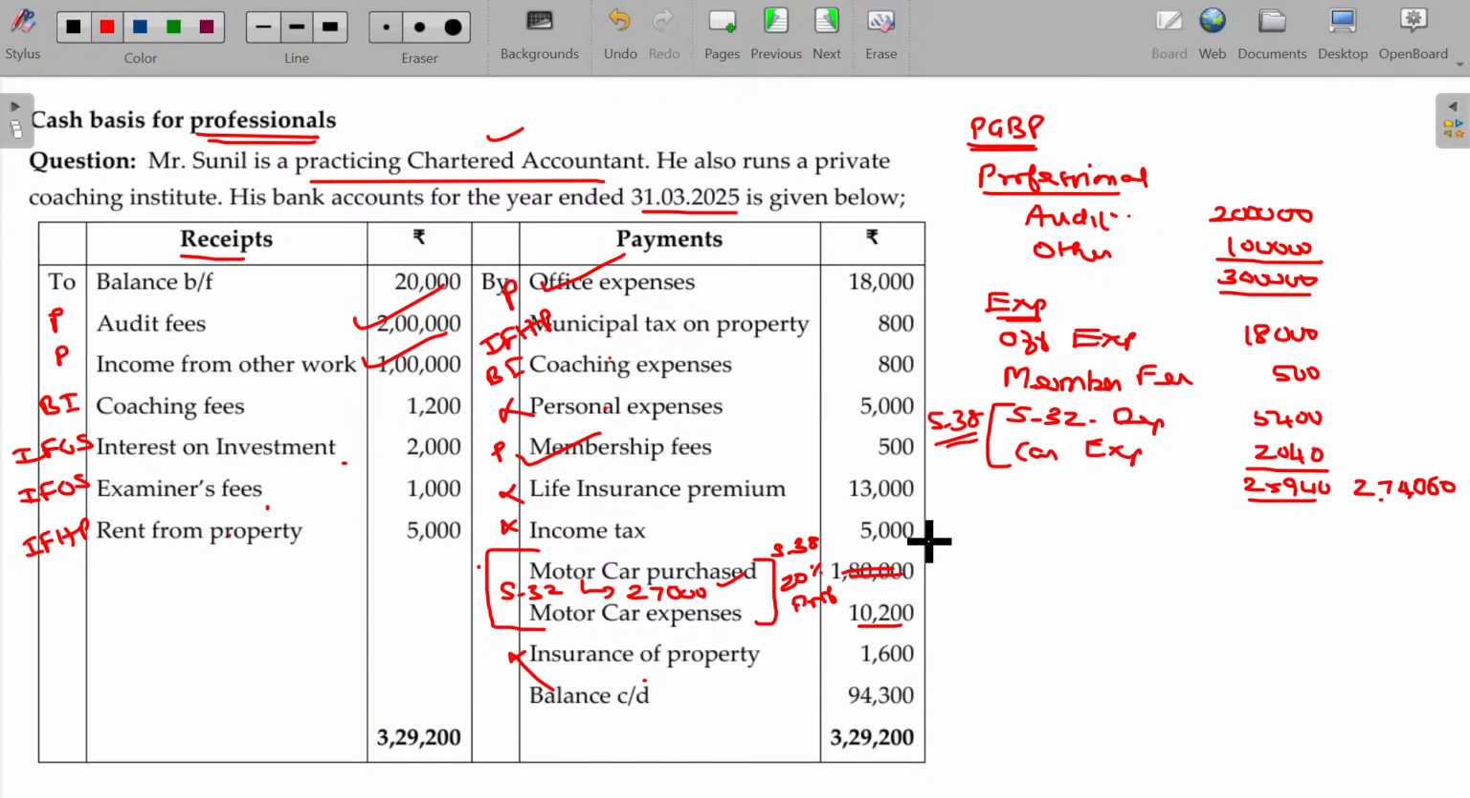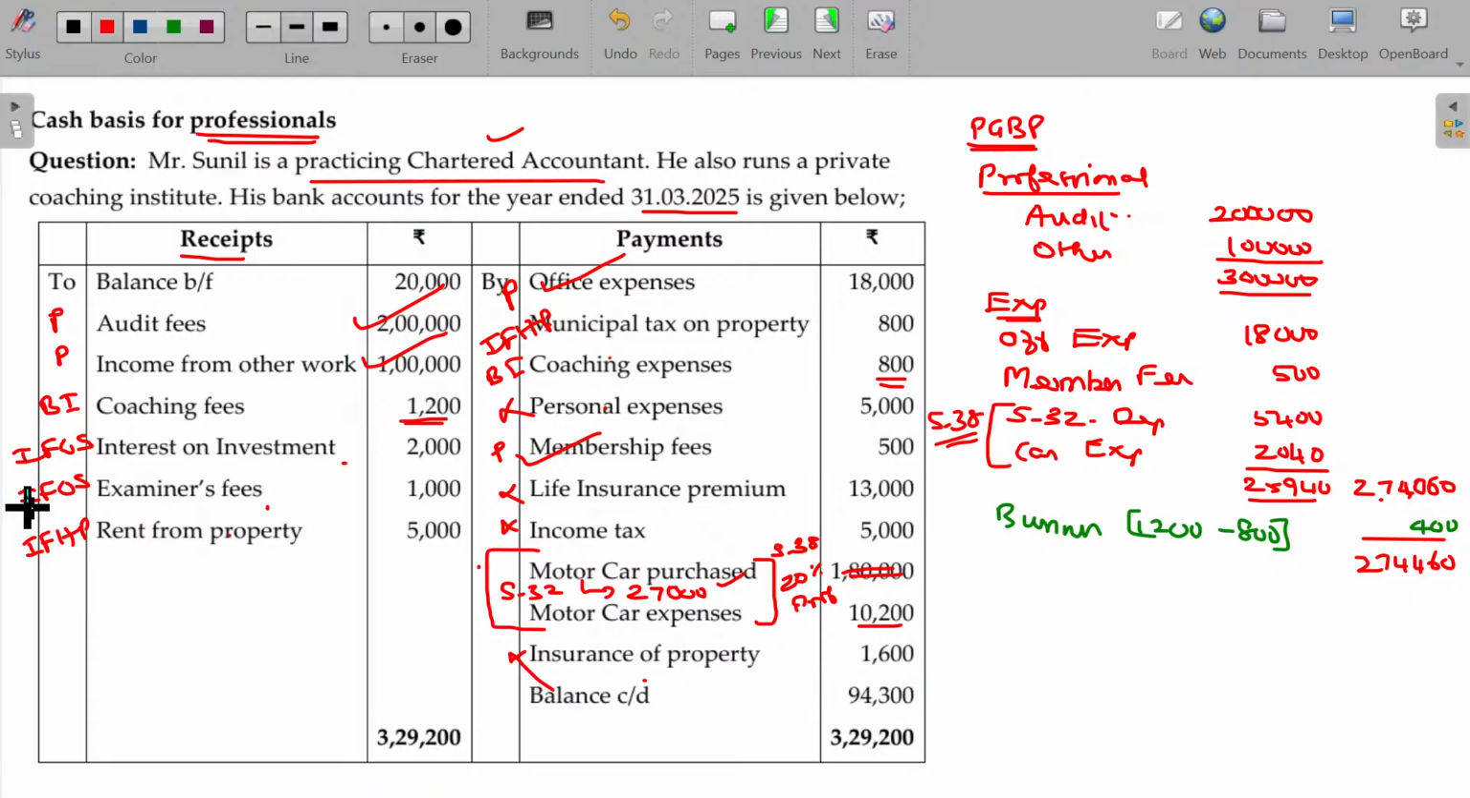Then we have the business also. In coaching, they get only 1,200 and there is 800 rupees expenses. PGBP, not being professional, it is business. From 1,200, we assume that 800 rupees is deductible as per the provisions of the Income Tax Act. Balance 400 will be taxable. Okay. The overall PGBP income being 2,74,460.